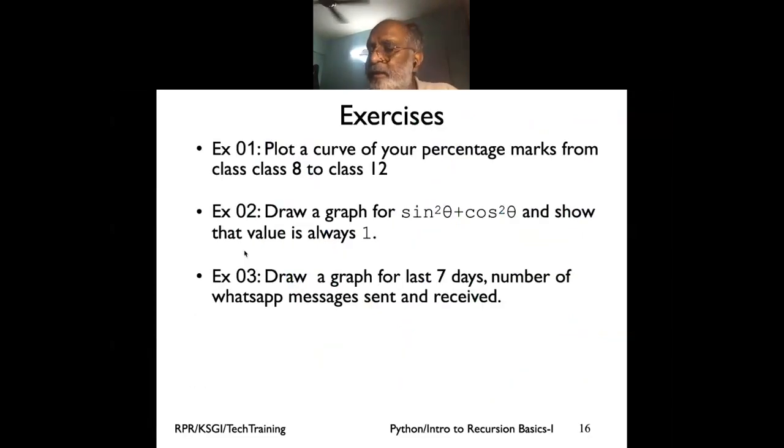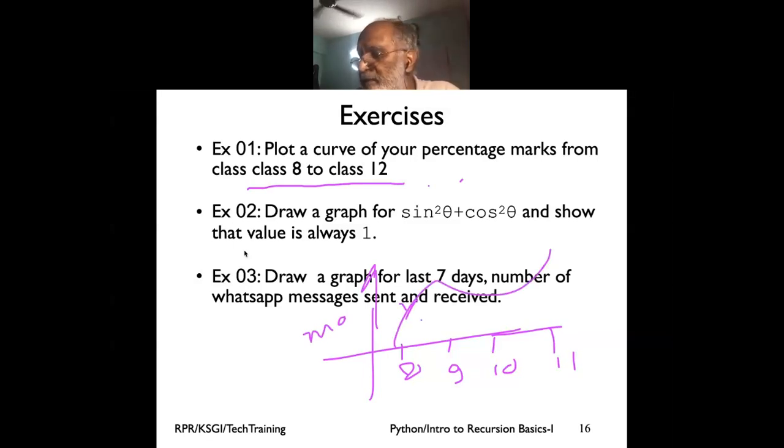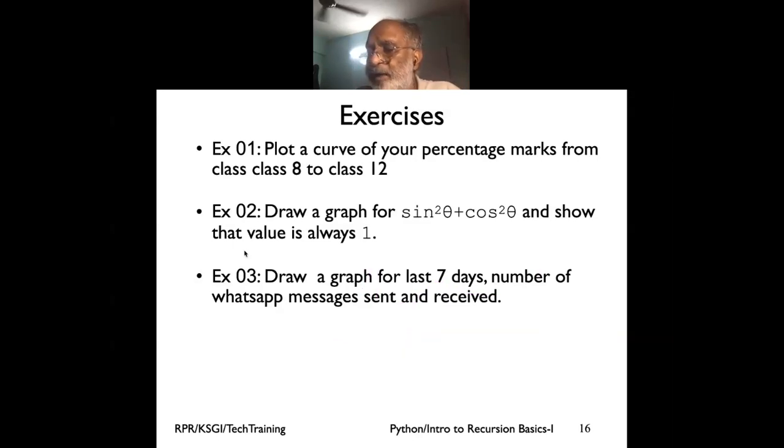So do the exercises. First, go to marks in physics, chemistry, mathematics, biology. The X-axis is class 8, class 9, class 10, class 11, and the Y-axis is marks. So draw the percentage marks and see how the curve looks. This is exercise 1. For each class, draw the marks.